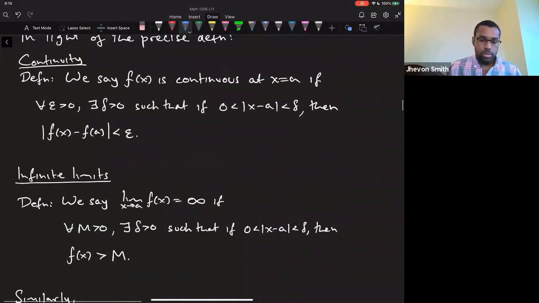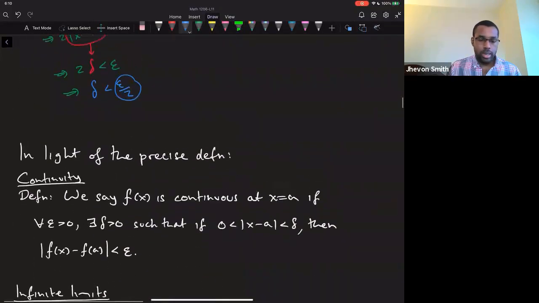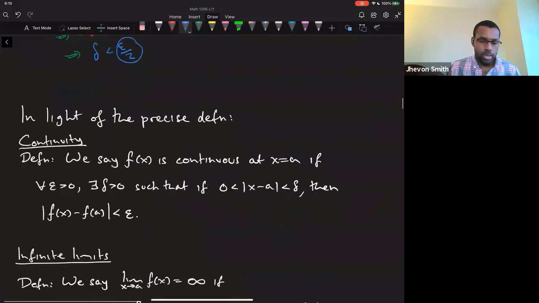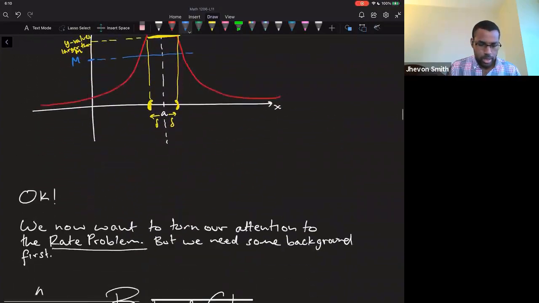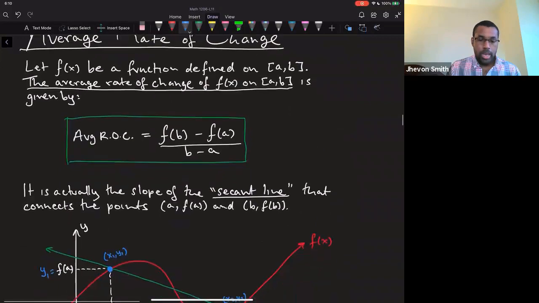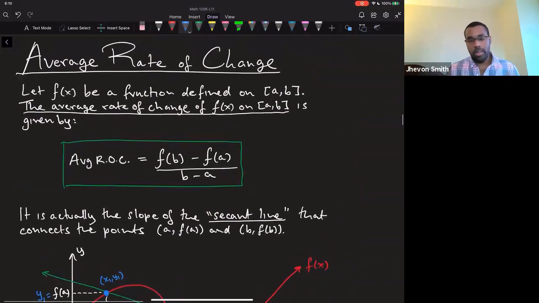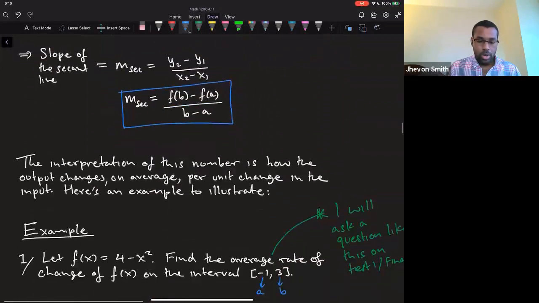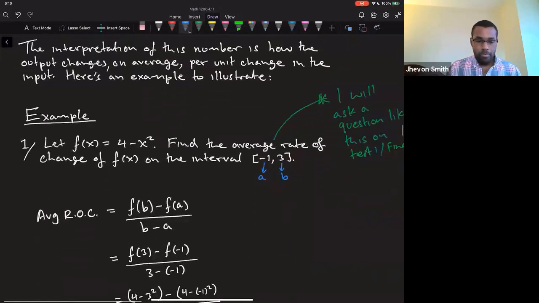We spoke about other definitions using that epsilon delta kind of definition, but I probably won't ask you about that. But just something I should tell you about. Average rate of change, very important thing. Another thing that I will be asking you about.